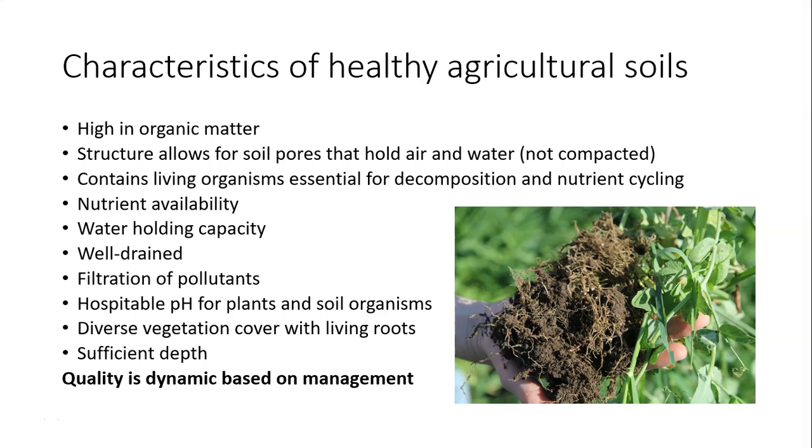Characteristics of healthy agricultural soils include: they are high in organic matter, their structure allows for soil pores that hold water and air, and they are not compacted. They contain living organisms essential for decomposition and nutrient cycling, nutrient availability, water holding capacity, they are well drained, they filter pollutants, they're hospitable in terms of pH for plants and soil organisms, they have diverse vegetation cover with living roots and sufficient depth. And of course, quality is dynamic based on soil management.